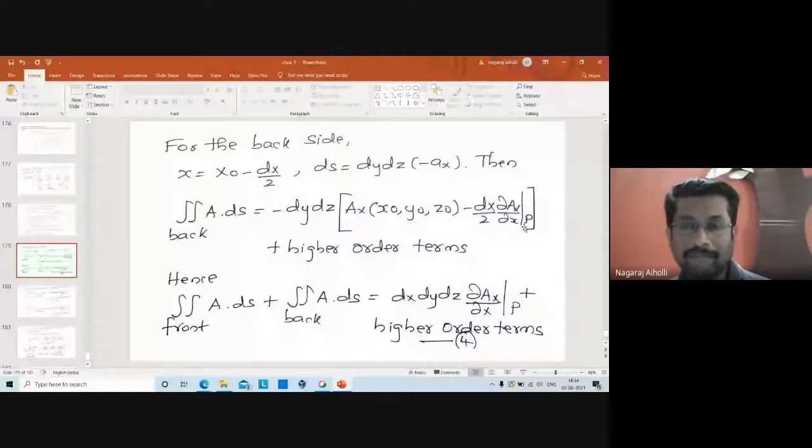Now if we add them, half plus half is 1, or 2 is the denominator, so in the numerator also we'll get 2 dx dy dz divided by 2, that will give us dx dy dz, plus dy dz dx by 2 plus dy dz dx by 2. How much is it? Half plus half is 1, correct? Or 2 is the LCM, if you add the numerators, it will be 2 dx dy dz, 2 and 2 will get cancelled, 2 in the numerator and 2 in the denominator will get cancelled, we get only dx dy dz, correct? That is dx dy dz ∂Ax/∂x at the point P plus the higher order terms. Let us take them as equation 4.